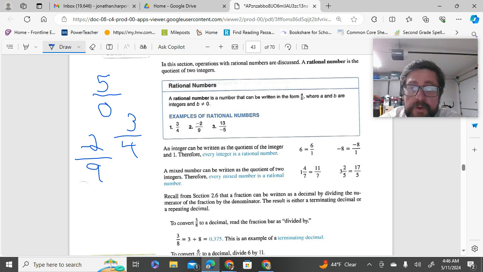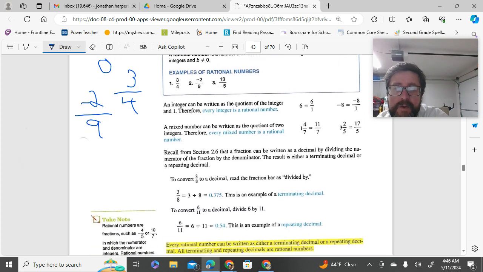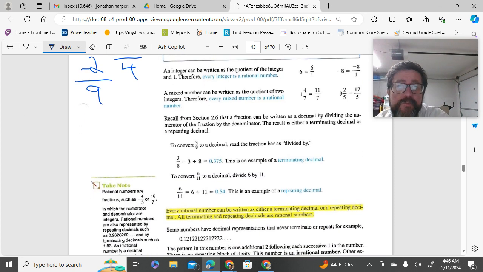And 13 divided by -5, which I'm not sure what your answer there would be, but I don't think it goes on forever. Let's try that one. 13 divided by -5 equals -2.6. So it's a rational number. A decimal is still a rational number. Now, it gets irrational. We'll get up into that here in just a few minutes.